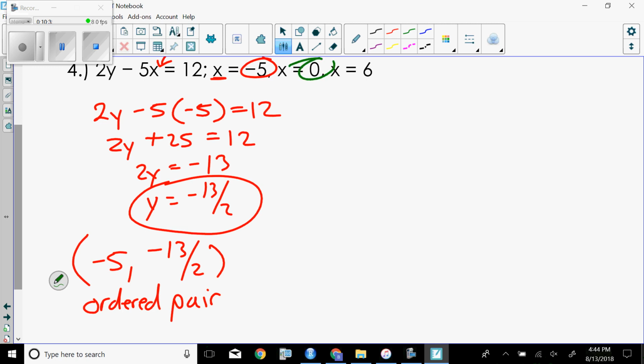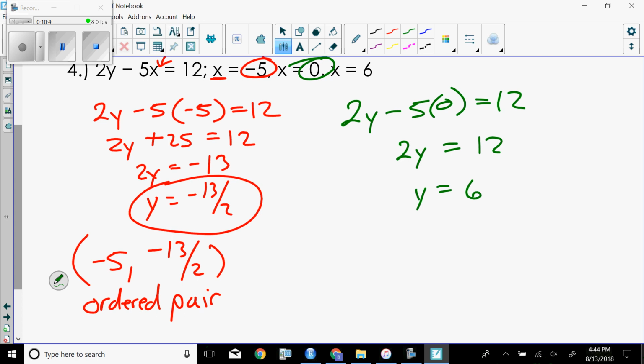What happens if I try this with 0? Well, I do the same thing. 2y minus 5 times 0 equals 12. Well, that's 2y equals 12 because 5 times 0 is 0. y would then equal 6. Well, that pair is 0, comma 6.